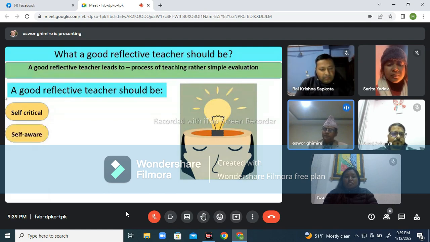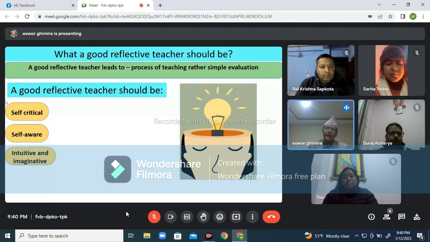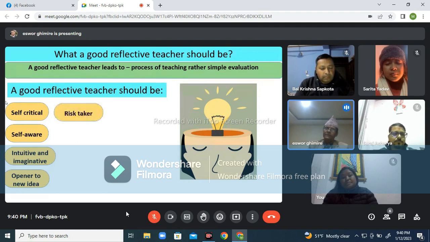A good reflective teacher should be self-aware, intuitive, and imaginative. That means he should be laborious, hardworking, and imaginative. Similarly, open to new ideas. He should have a vision. He should be a risk taker. A good reflective teacher is not afraid of any situation. He accepts the risks. He should be student friendly. That means students' motivation and transformation of knowledge is the main vision, the main objective of a reflective teacher.